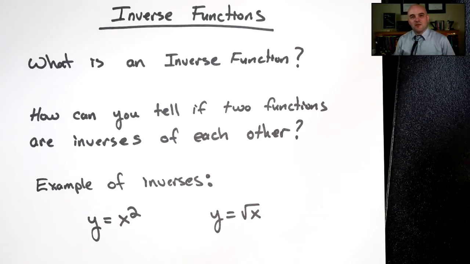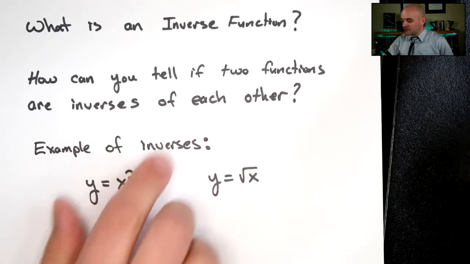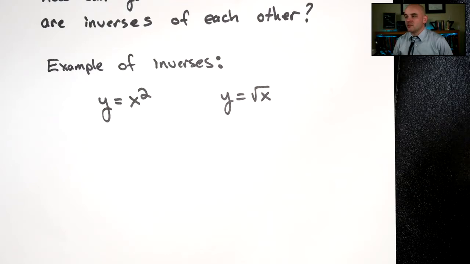In layman's terms, we can say that two functions are inverses to one another if they undo one another. And we're going to see what that means in a second. There's a more technical definition we can get to in a moment. And then, of course, we're going to see how we can tell if two are inverses to one another. So what do I mean by undoing one another?